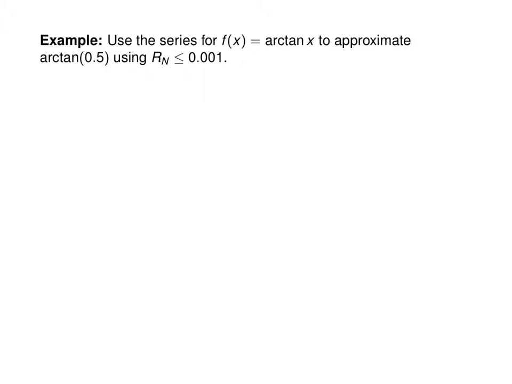Use the series for arctan x to approximate arctan of 0.5 with a remainder of less than 0.001. So we want to have accuracy of less than 1/1000th. The derivative of arctan is 1 over 1 plus x squared.